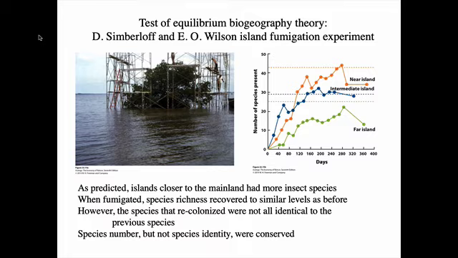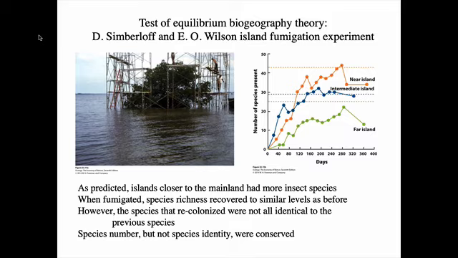Okay, notice that it's not exact, but the order is the same. The order is as predicted. The near island had more species than the intermediate island, and the intermediate island had more species than the far island. And that's exactly the order in which they originally were. Now, you can't make too much out of this failure to achieve the pre-treatment numbers of species because the weather affects these things, and we don't know how much time it really takes for this to occur.